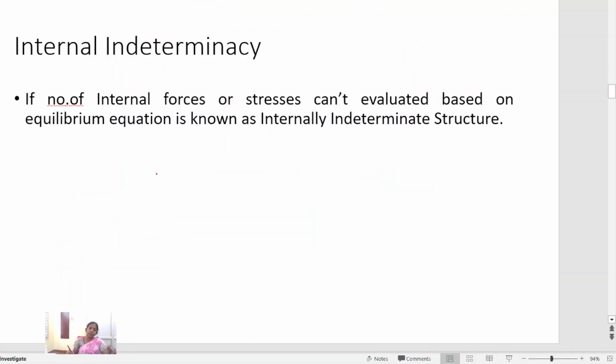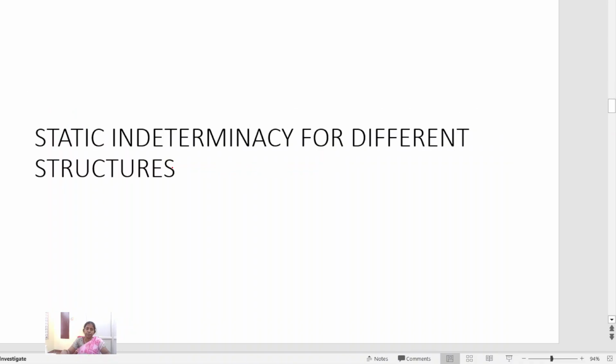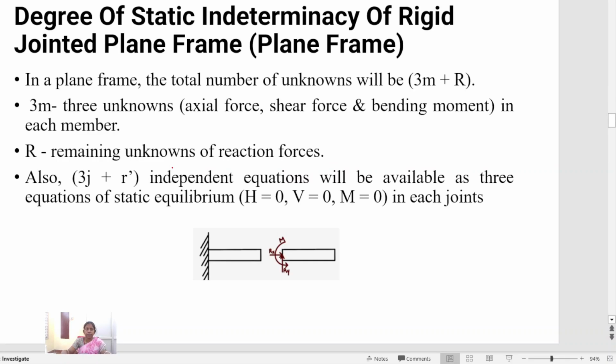Internal indeterminacy: if the internal forces or stresses cannot be evaluated based on the equilibrium equations, it is known as an internally indeterminate structure. So, static indeterminacy for different structures. The degree of static indeterminacy of a rigid jointed plane frame. Already we have discussed this name. Actually it is a frame; simply we can call it a frame. Technically we should mention it as a rigid jointed plane frame.